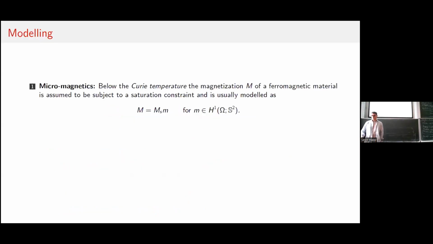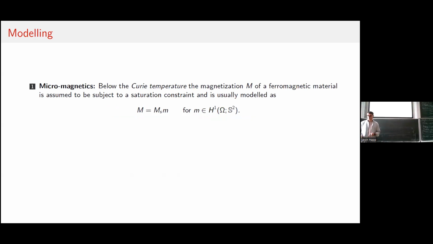Okay. So let's go back to some motivation now that I rigorously introduced everything. The first one is maybe the most famous one, micromagnetics. It's well known that for ferromagnets below the so-called Curie temperature, named after Pierre Curie, by the way, the magnetization, which describes the magnetic behavior of your material, is subject to a saturation constraint, meaning that it only takes a fixed absolute value.